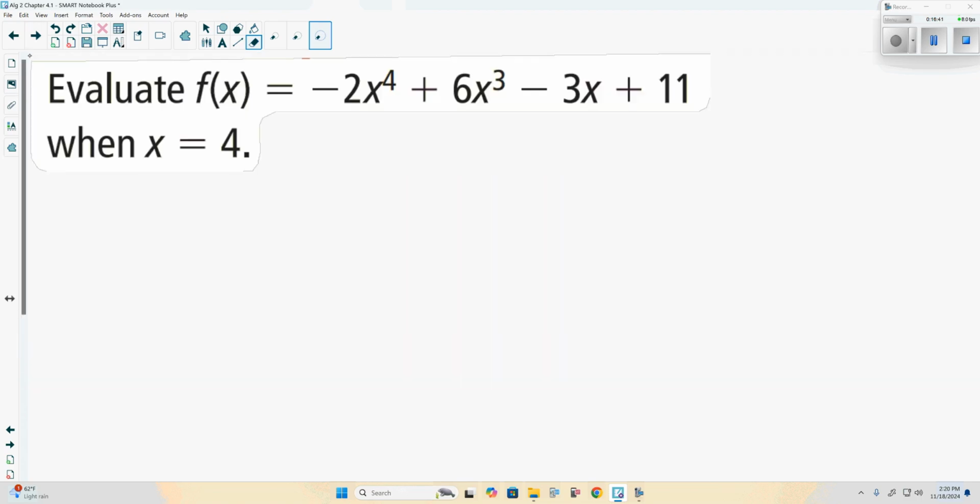Because if we look at this next one here where x is 4, well, we would say negative 2 parentheses 4, close parentheses to the fourth, plus 6 parentheses 4 to the third minus 3 times 4 plus 11. And again, at this point here, all we've got to do is type it in exactly as we have it and get our answer.